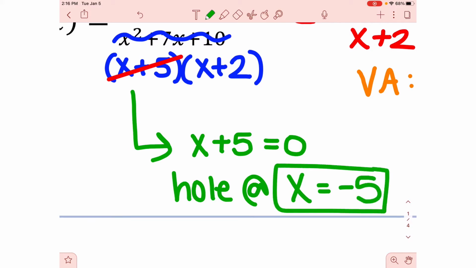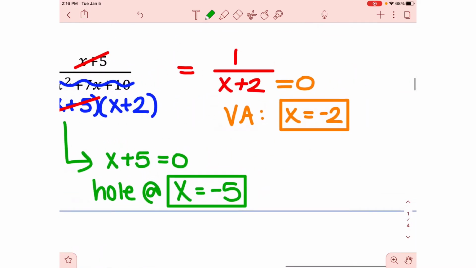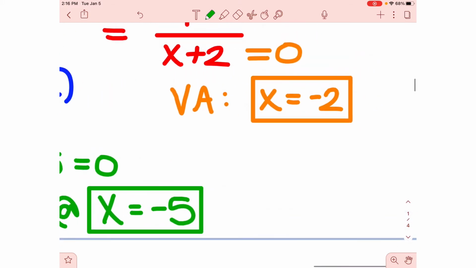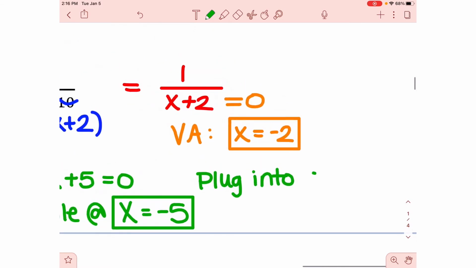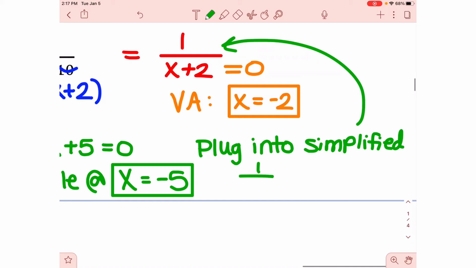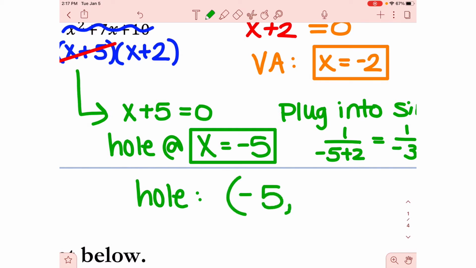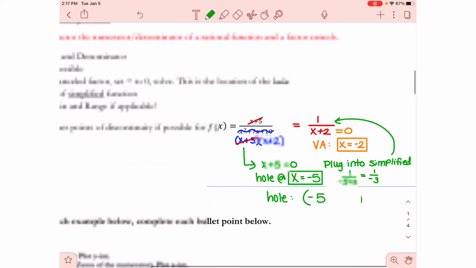I am also going to ask for the y value. I actually want the hole as an ordered pair. To find the y value, you take that x value, -5, and plug it into the simplified function. Okay, so that's what we're plugging into. I get 1 over -5 plus 2, which is 1 over -3. So the hole is the point, the ordered pair, -5 and -1/3. That's where the hole is actually going to occur.